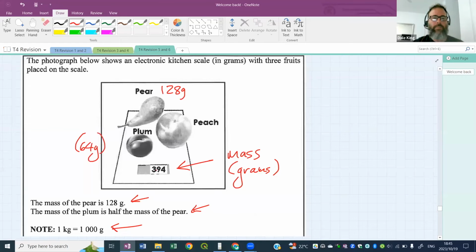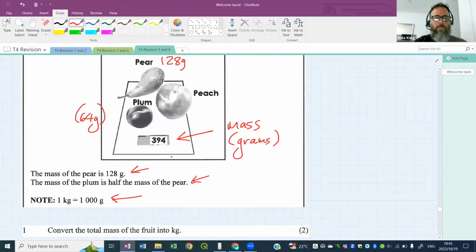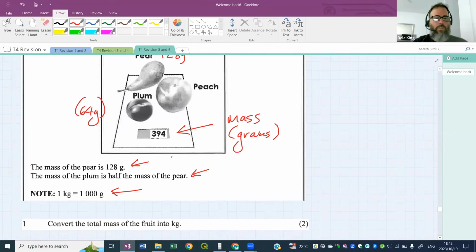We might need that. 64. Okay, let's move on. Let's see what questions they have. Number 1. Convert the total mass of the fruit into kilograms.